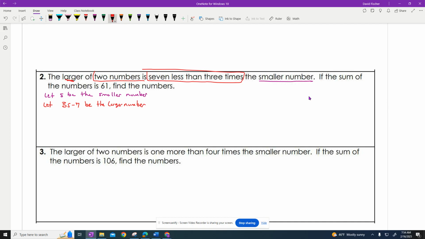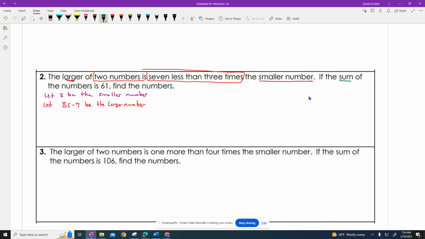You'll catch on. So S is a smaller number. I don't know what it is, but they said the larger of the two numbers is 7 less than 3 times the smaller number. So there's my 3 times the smaller, and I want 7 less than that. Now let's go to the next part.